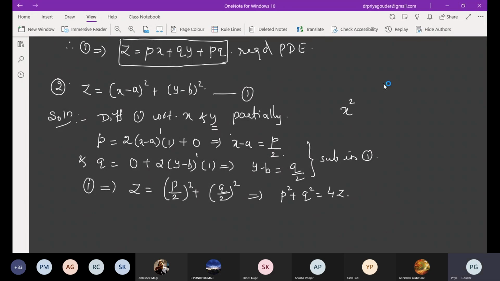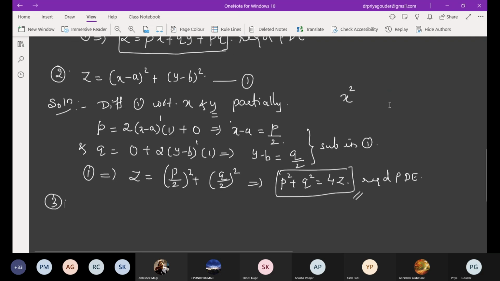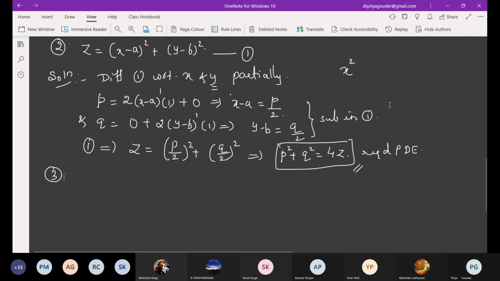What is done? Nothing much. Take LCM as 4. Shift it here. It is 4z equal to p square plus q square. Is it the required PDE? What is the only confirmation we have to do? It should be free from constants a and b. It is not containing a and b. So this is done. No problem.